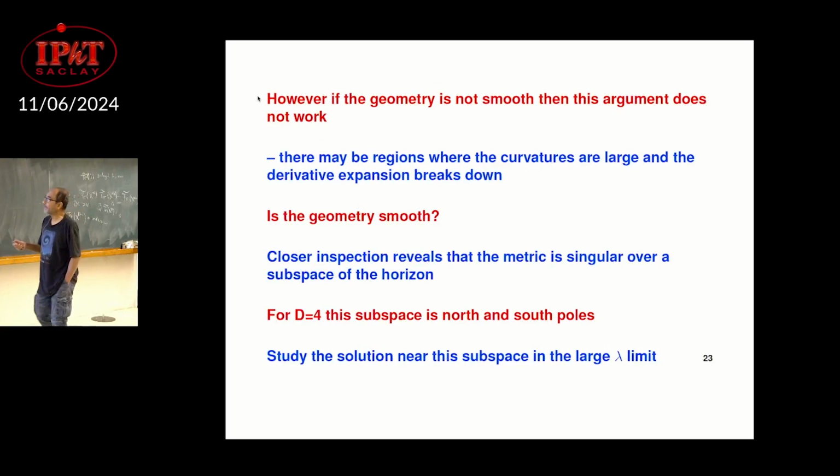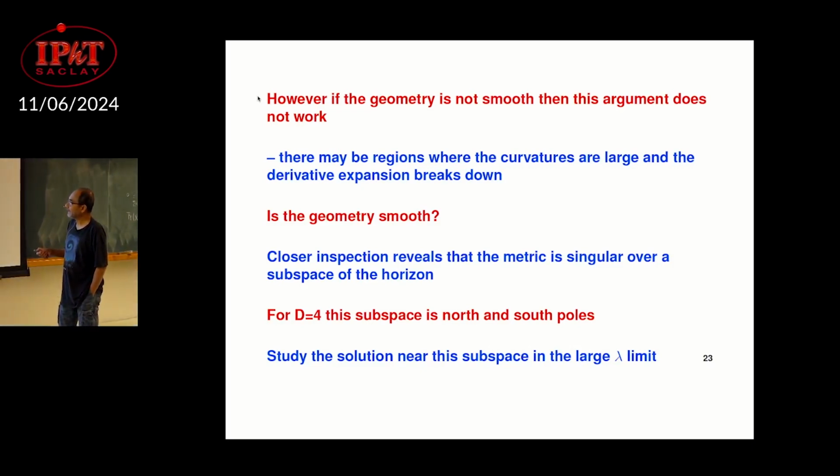But if the geometry is not smooth, then this argument does not quite work, because there may be regions where the curvatures are large and the derivative expansion breaks down. So we should ask, is the geometry smooth? Now when we inspect the metric closely, we find that the metric is in fact singular over a subspace of the horizon. And for d equal to 4, this subspace is basically the north and south poles.